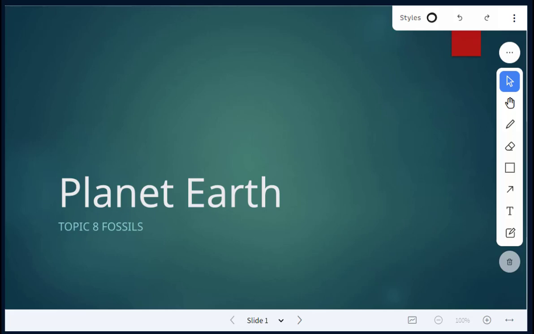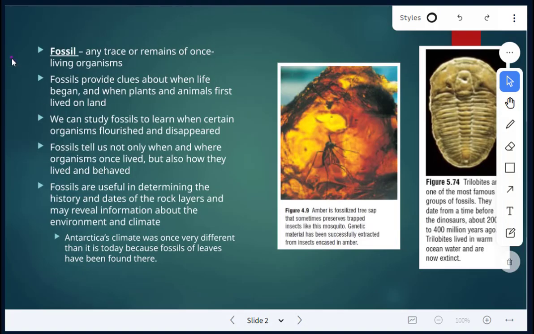All right, so today's class in Planet Earth, we're looking at topic 8, which is on fossils. So what is a fossil? A fossil can be any trace or remains of once living organisms. These fossils provide clues about when life began and also when plants and animals first lived on land.